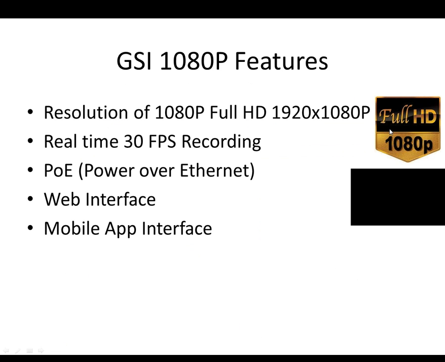So some of our 1080p camera features are the resolution of 1080p Full HD is 1920 by 1080. It has real-time 30 frames per second recording. It has PoE enabled, which means power over Ethernet. We'll go over some power over Ethernet functions later on. They have a web interface for more fine-tuning and a mobile app interface.